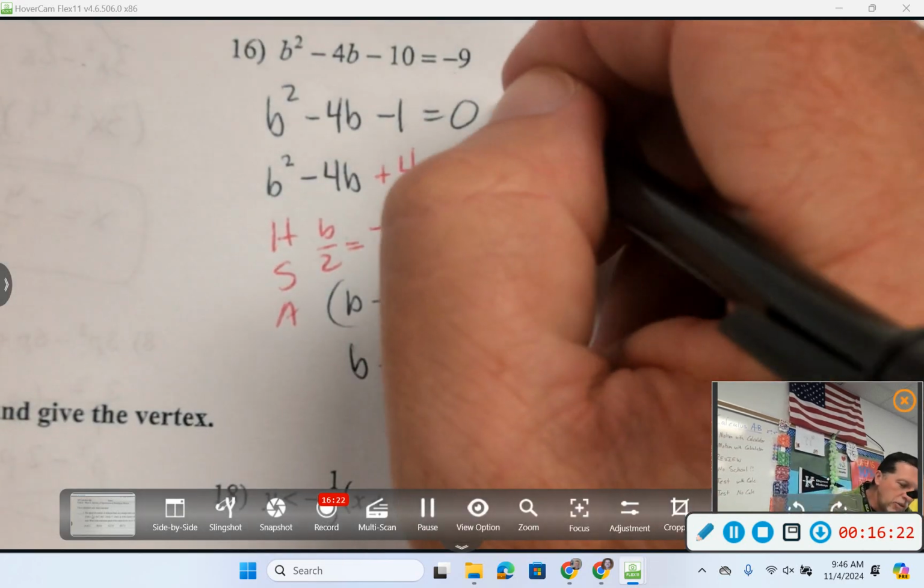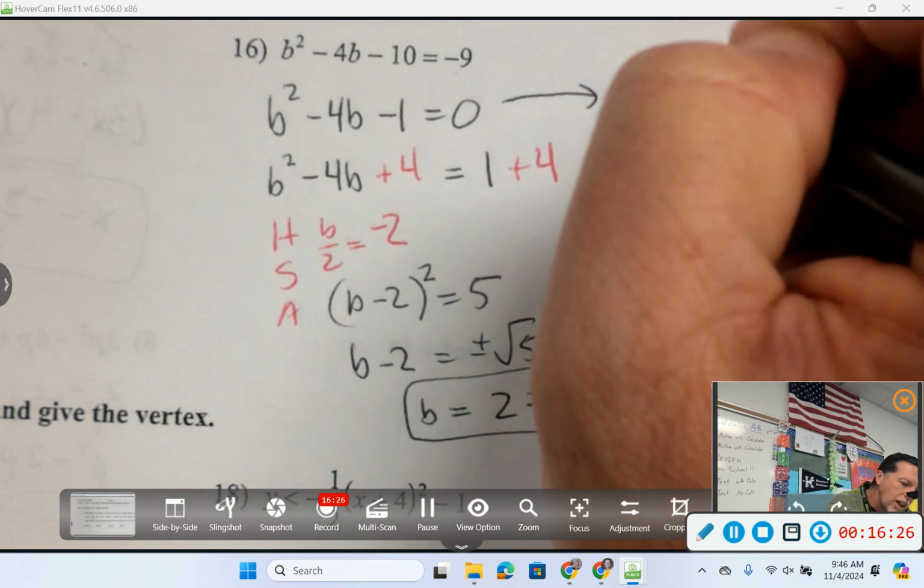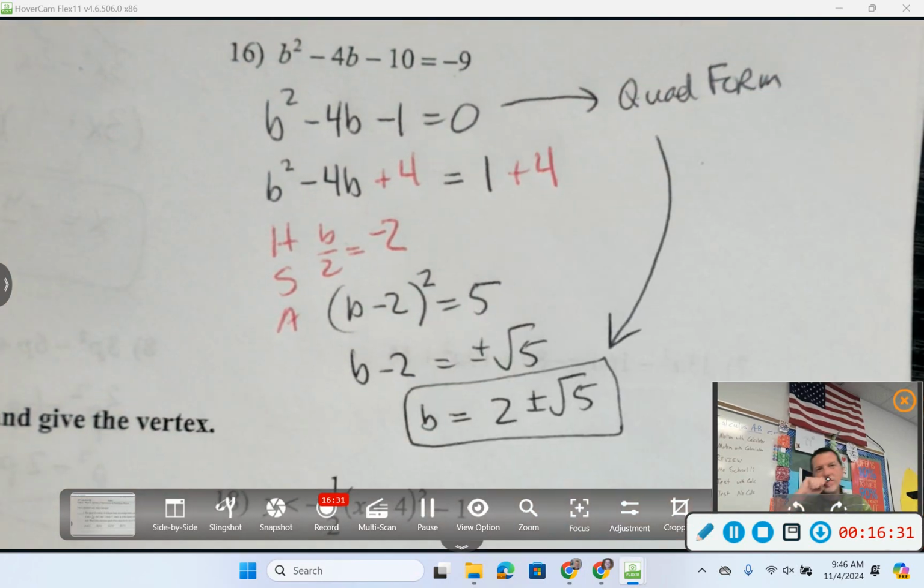I know some of you still hate completing the square and you're going to use the quadratic formula, and that's okay. You should still land at the same spot.